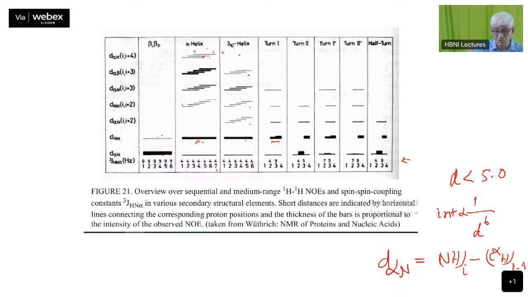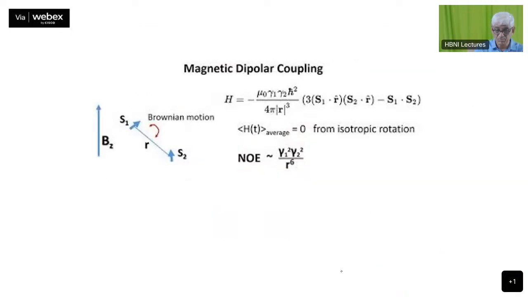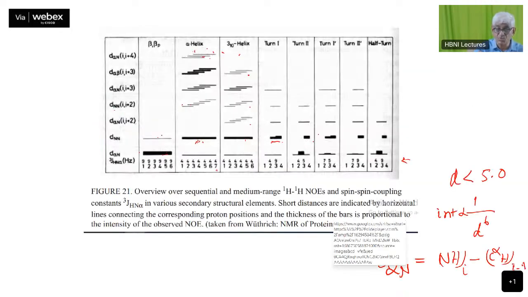See, 1, 2, 3, 4, you have 2 to 4 here, and here you have 3 to 4. This is a distinction between turn 1 and turn 2. How do we distinguish between these two? In turn 2, you have a strong alpha N peak. It's not present here; this is relatively weak. Whereas here you see a 3 to 4 NN peak, and in turn 2 you see strong 3 to 4 and 2 to 3. So you can distinguish between these.